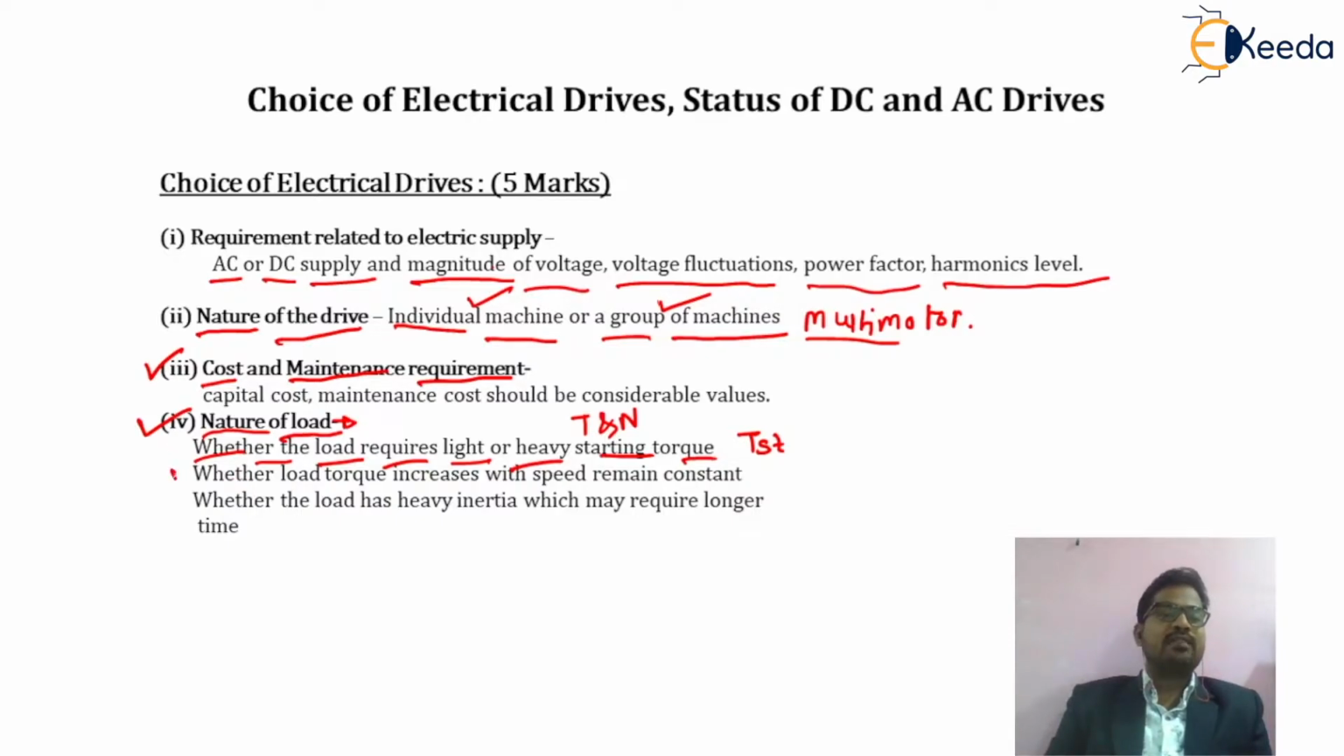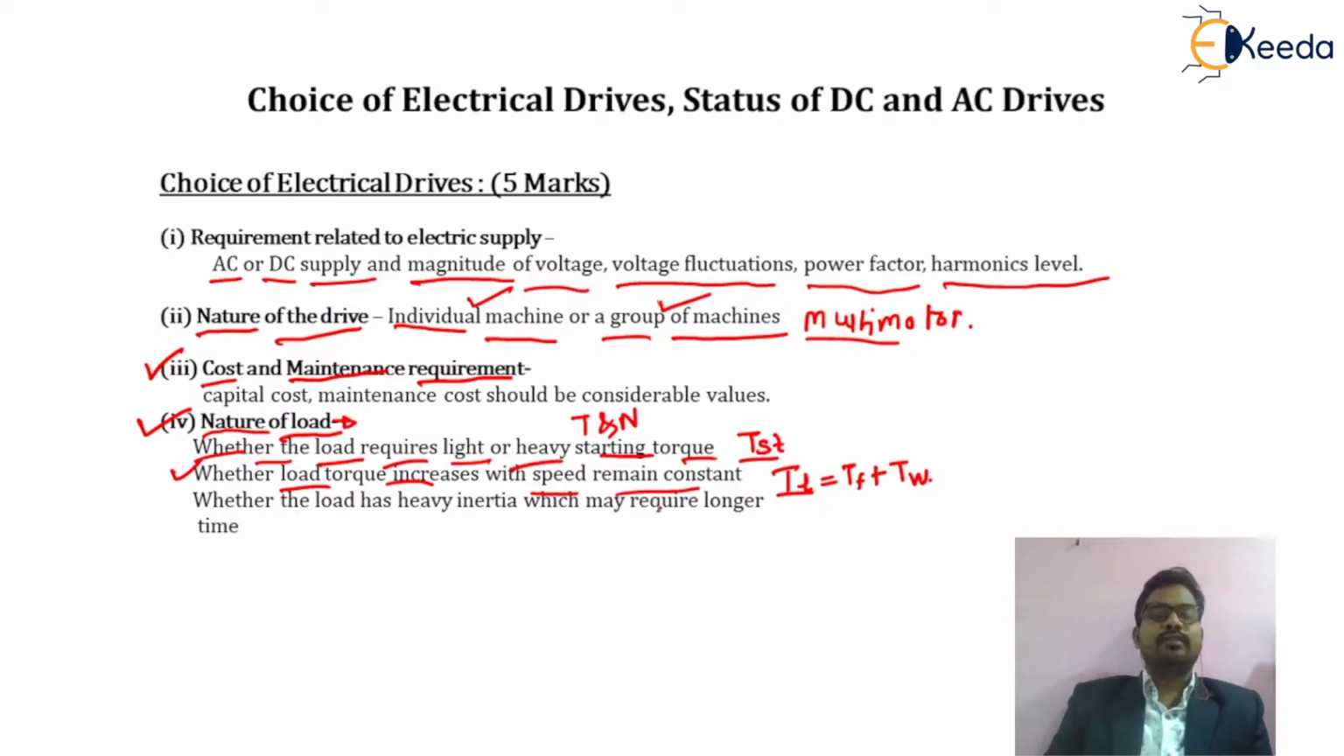The second one is whether the load torque increases with speed or remains constant. This is a very important parameter concerned with the load torque, because it is related to the starting torque. The second point is related to the load torque. Basically, load torque is equal to friction torque plus windage torque.